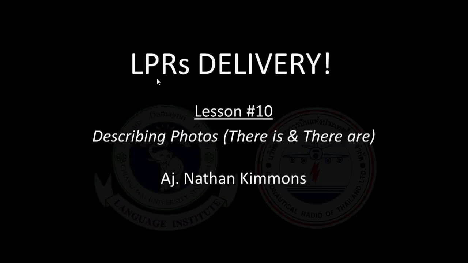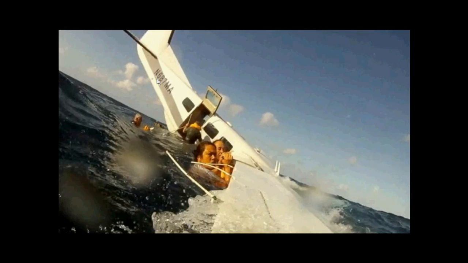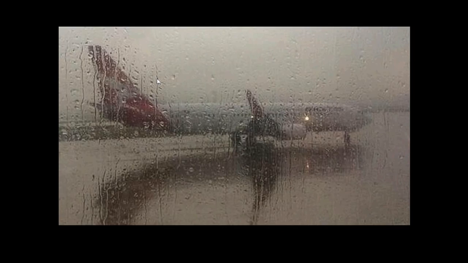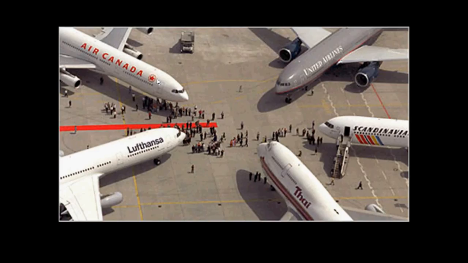Today we're going to start with Lesson 10, where we continue to talk about describing photos. And today we talk about there is and there are. Previously we talked about actions. For example, the plane is floating or the women are holding on to the wing. We also have talked about weather. For example, it's raining or there's heavy rain.